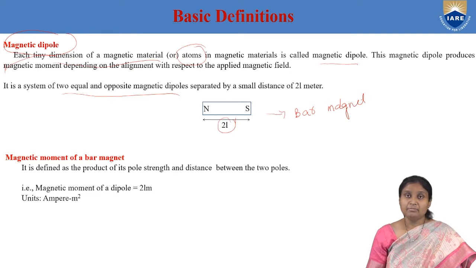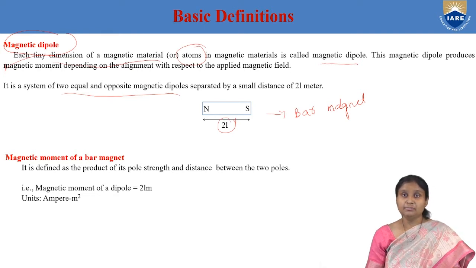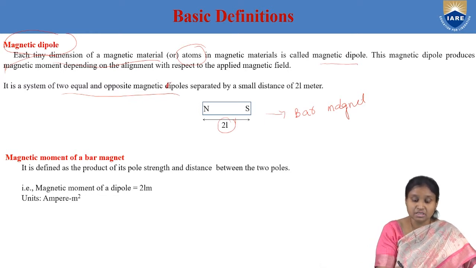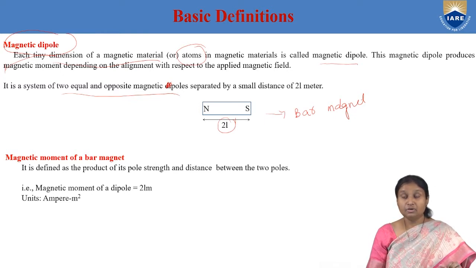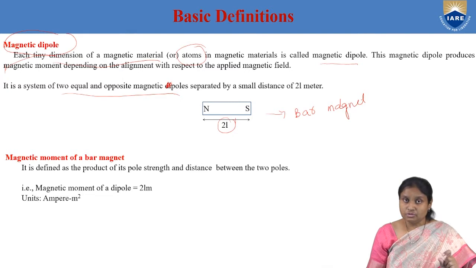Okay, so first we have taken one simple example of a bar magnet. And in case of a bar magnet, how are we defining a magnetic dipole? It is a system which consists of two equal and opposite magnetic poles, which are separated by a small distance. And of course we can also define a dipole by considering an atom inside a magnetic material. Each atom will also act as a magnetic dipole, and when each atom behaves as a magnetic dipole, it will have a magnetic moment associated with it.